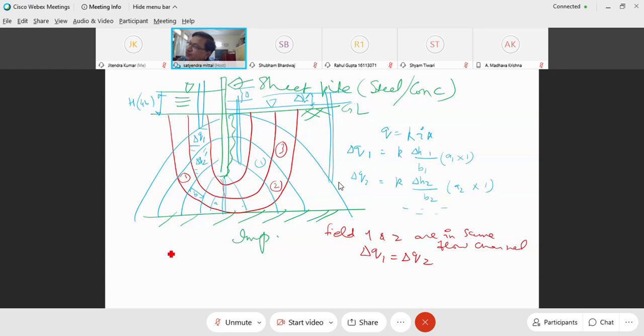And fields 2 and 3 are within the same equipotential lines. So we can say by the basic definition that delta H2 is equal to delta H3.